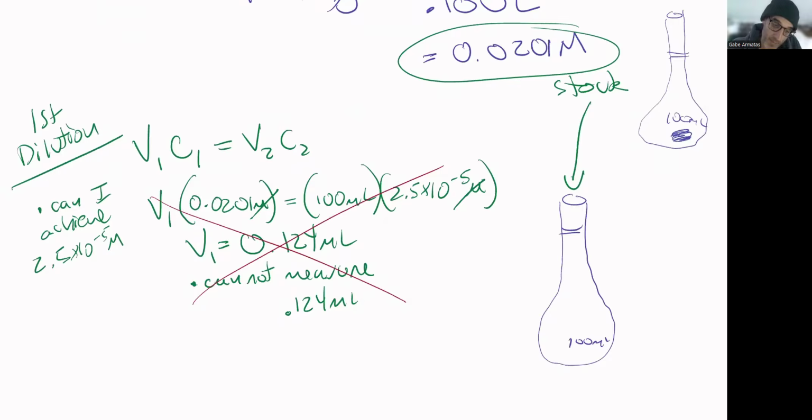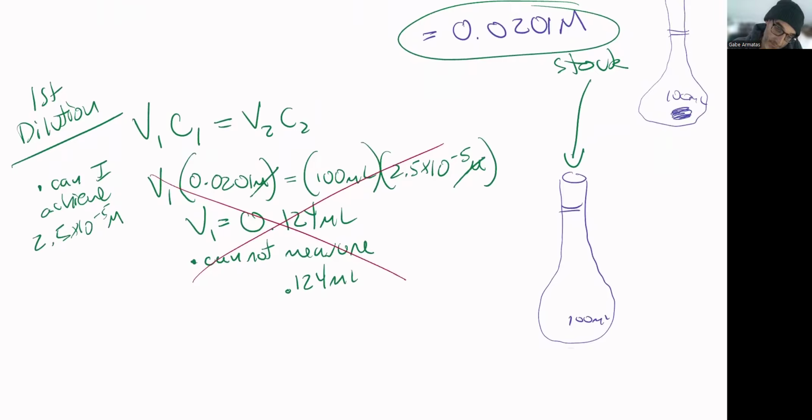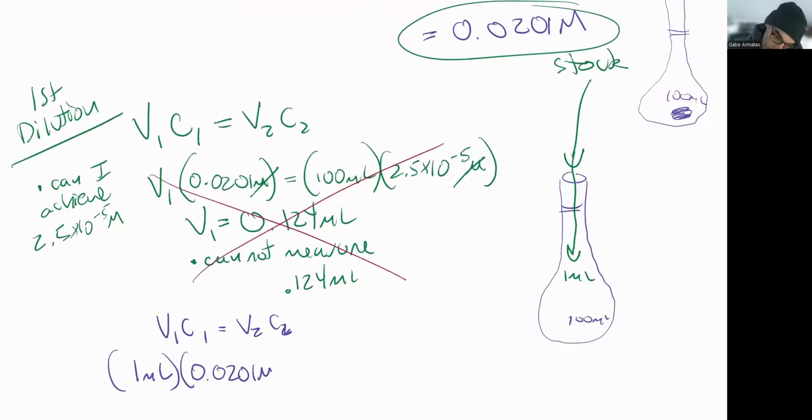So let's move back to this first dilution again with this stock solution. Okay. Let's do M1V1 equals M2V2 again. My volume, let's just move 1 milliliter of my stock solution. So we are putting in 1 milliliter of the stock solution, then diluting it to 100. So 1 mil of my stock solution, 0.0201 molar.